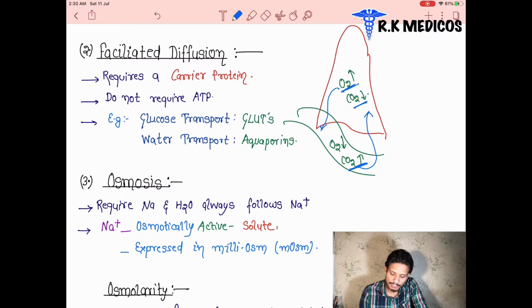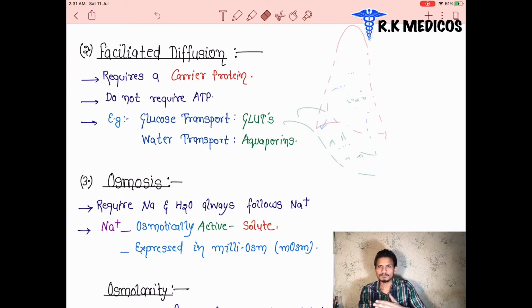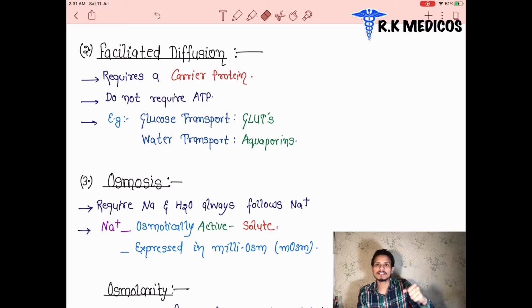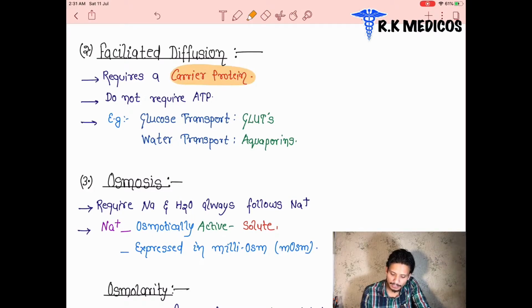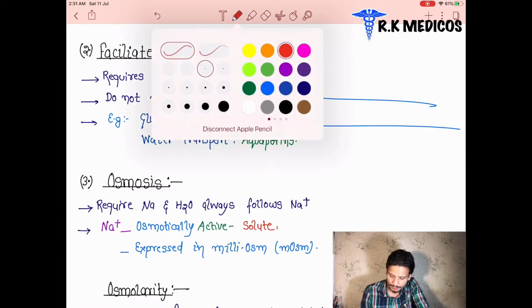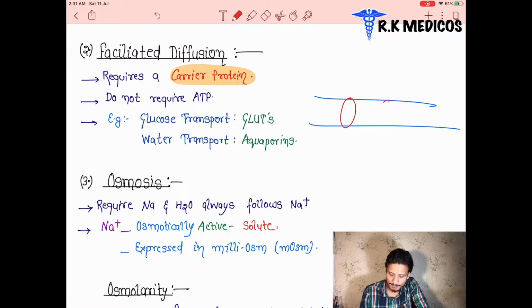In facilitated diffusion, as I already told you, these are carrier transportations through which a facilitation is done. It means something gets facilitated by something. We can see here that carrier proteins are present. Suppose this is our membrane and there is a special type of carrier protein, the CP, through which this molecule passes inside the cell.